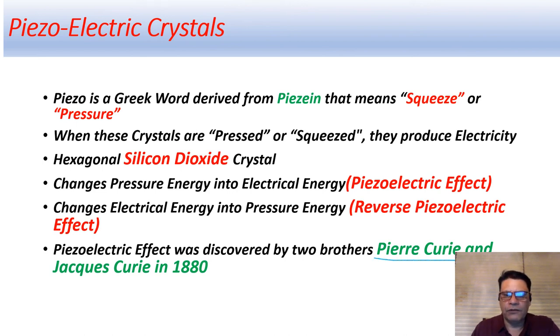And this effect was first discovered by two brothers, Pierre Curie, whatever way you want to pronounce it. You just need to write down the correct spelling in the exam. Pierre Curie or Jacques Curie in 1880.